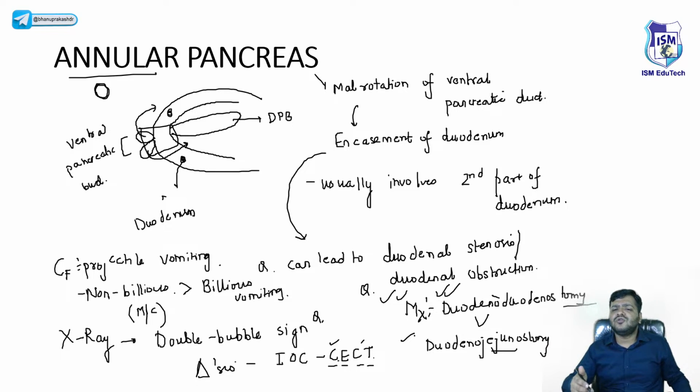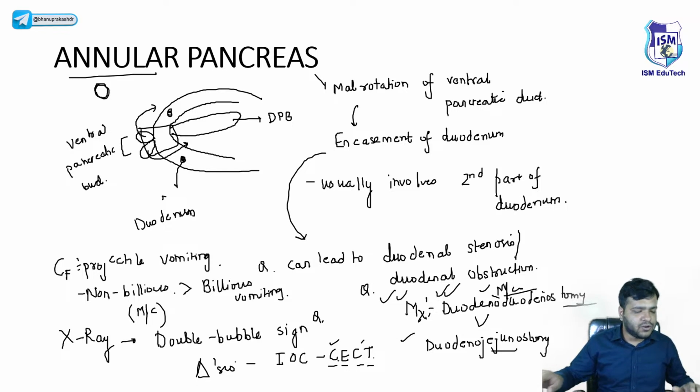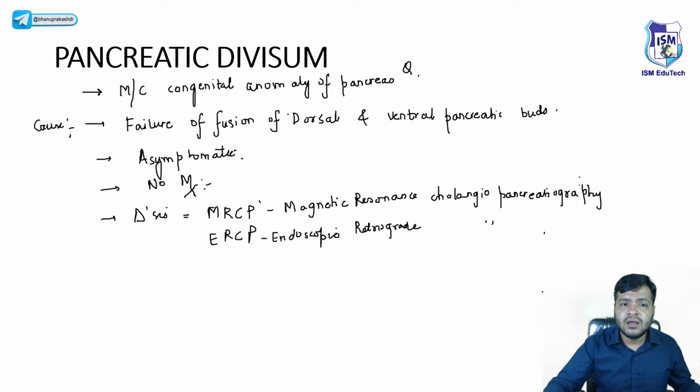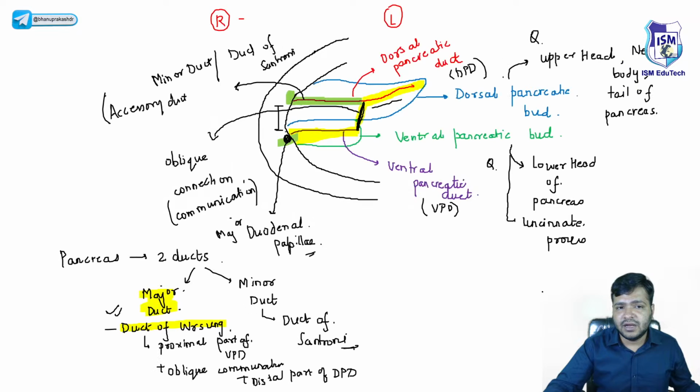And coming on to duodenojejunostomy, duodenum के बाद क्या आता है, jejunum. So just the proximal part is joined to the jejunum. So it is rarely done. The most common is the duodenostomy. Okay. So I hope the annular pancreas is clear to everyone. The pancreatic divisum is clear to everyone.